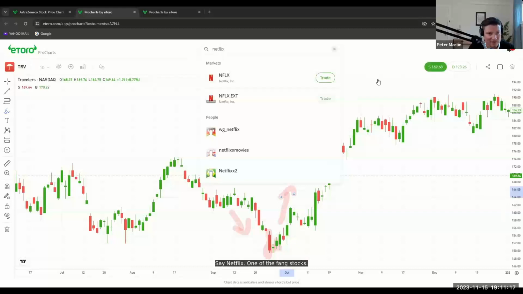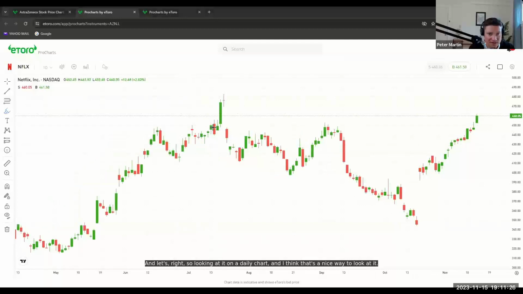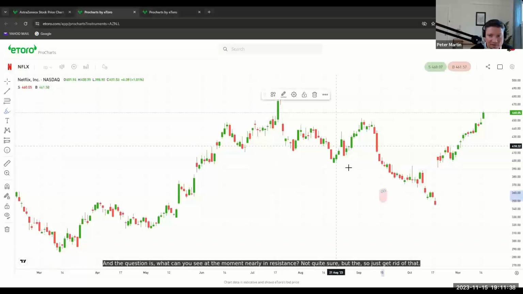So Netflix, one of the FANG stocks. We're looking at it on a daily chart, and I think that's a nice way to look at it. And the question is, what can you see at the moment, any resistance? Not quite sure what the bit in red is. Let's get rid of that.